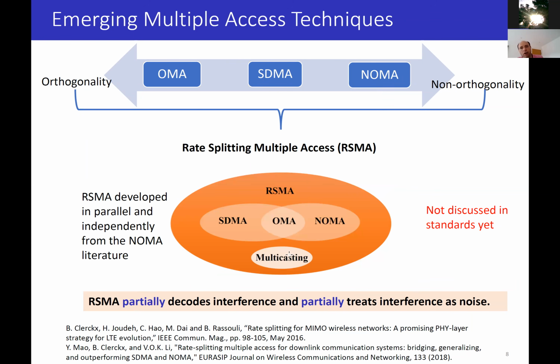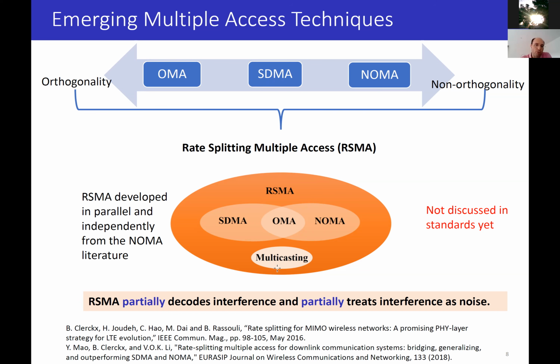Right, now we have other types of multiple access that have not been discussed in standards. And the one I will talk about is rate splitting multiple access, which has some commonalities and differences with NOMA, also commonalities and differences with SDMA, and also operates in multi-antenna settings. And what I will show here also is that this framework of multiple access is a very general framework that encompasses SDMA, NOMA, OMA, and other forms of transmission as special cases, and was developed completely independently and in parallel from this NOMA literature.